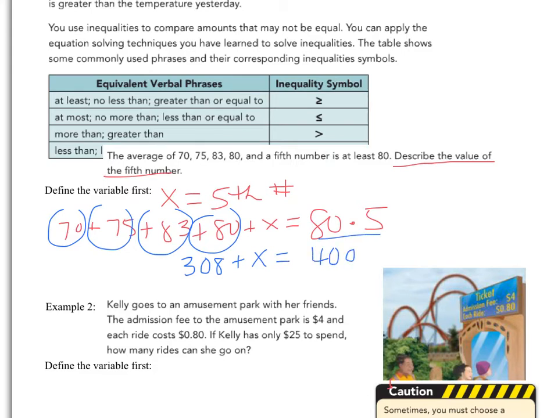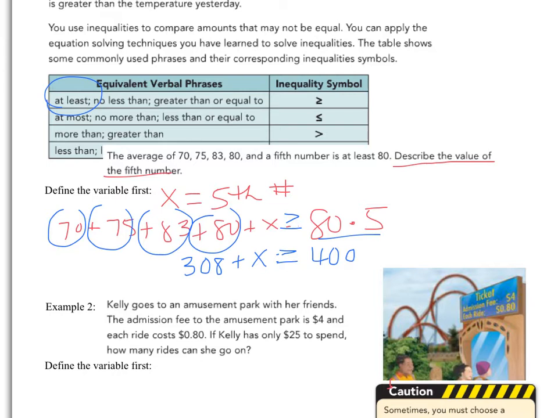So I get 308 plus x equals, and 80 times 5, 8 times 5 is 40, plus the extra 0 is 400. Now guys, actually I'm sorry, I need to go back. This should not be an equal sign. Okay? It says at least. So at least means 80 or better. If you look up here, at least is right here, so it's greater than or equal to. So this should be greater than or equal to.